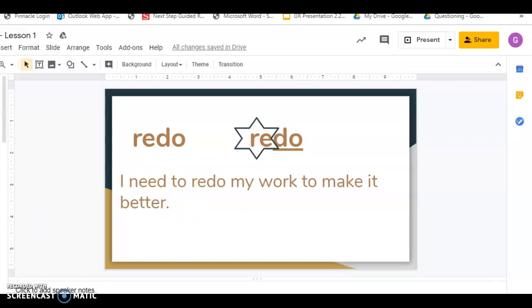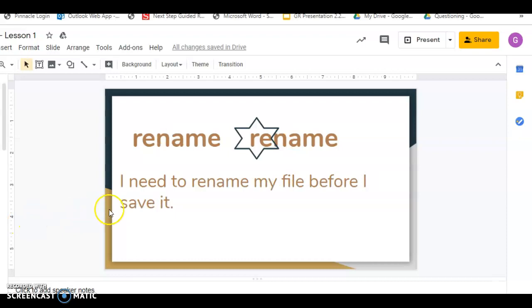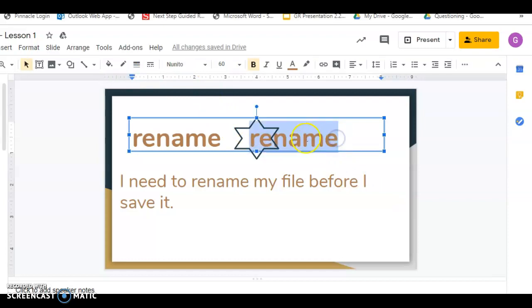Let's try another one. Let's read this word together following the 3 steps. First step is to find the prefix and circle it, re. Next step is to underline the rest of the word and read it. So I'm going to underline, not the whole word, I'm going to underline name. And the last step is to read the whole word, rename. I need to rename my file before I save it. So I need to go back and name the file before I can save it on my computer.